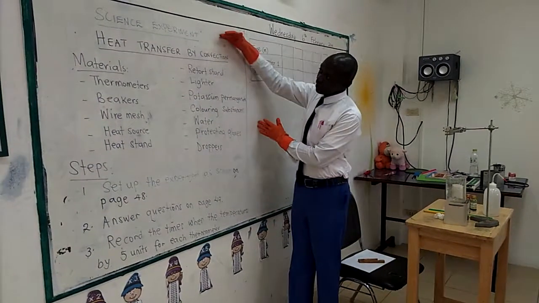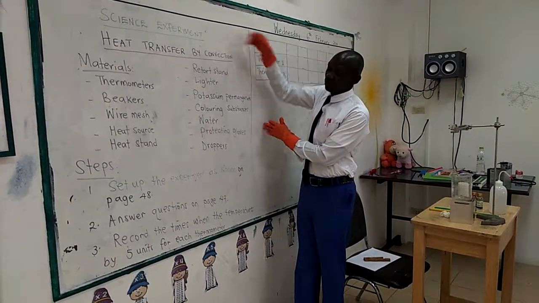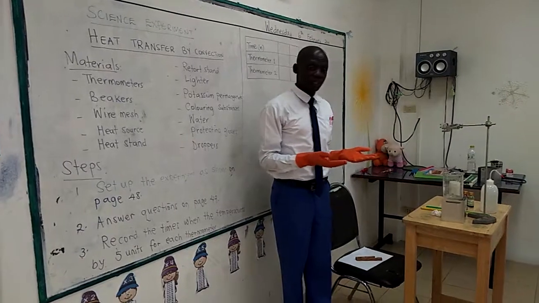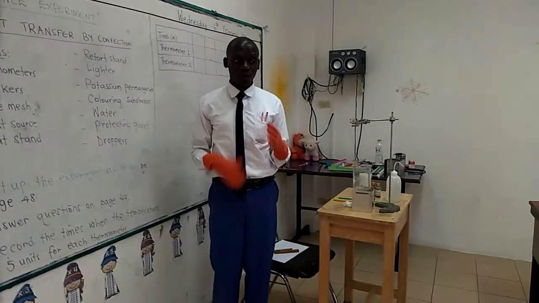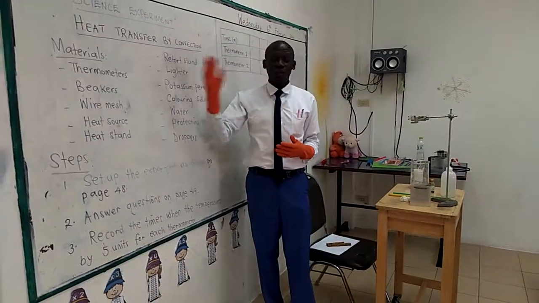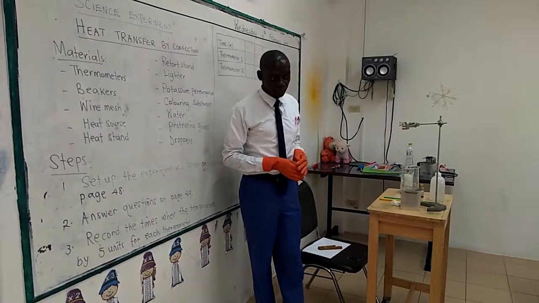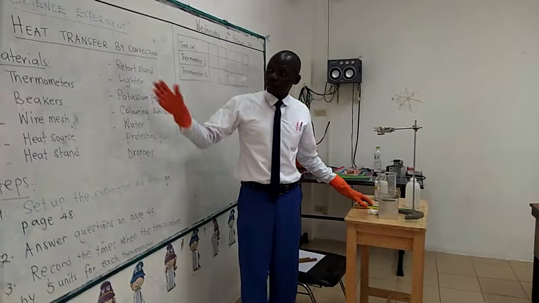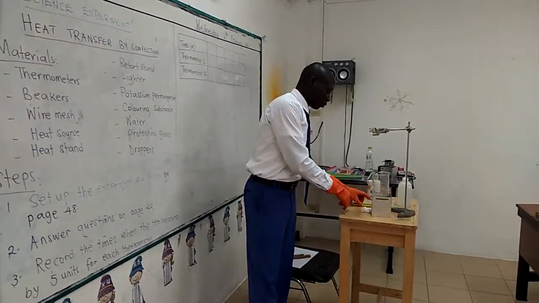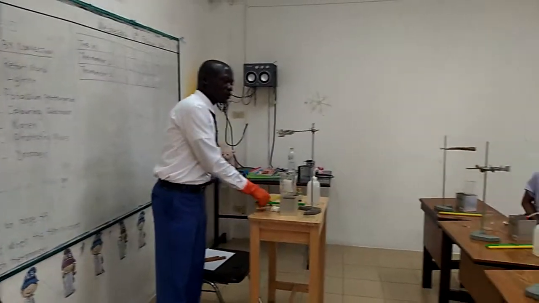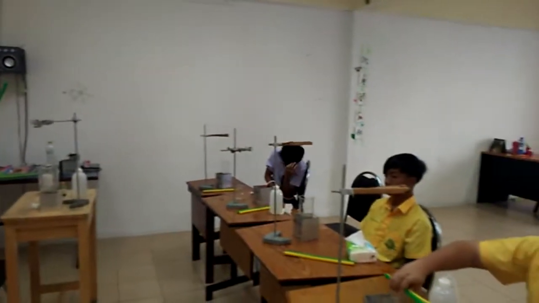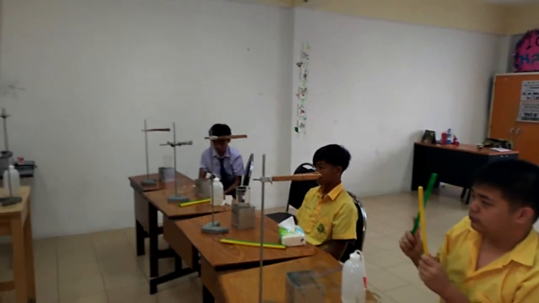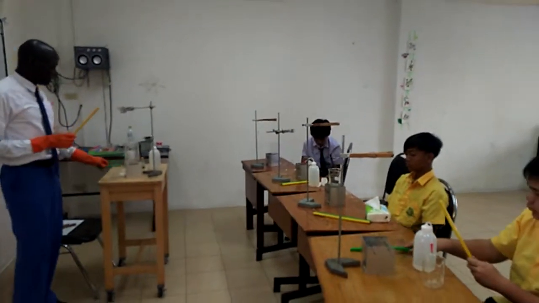So our main concern is heat transfer by convection, and we are going to have the following substances to help us understand. When I say show me your thermometers, then you have to show me the thermometers. You have to first identify them. So one material is the thermometer. You have two thermometers. Can you show me your thermometers, please? We have two different thermometers. Can you open the thermometers, please?